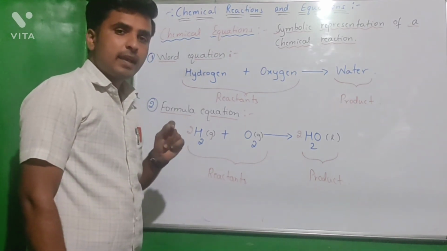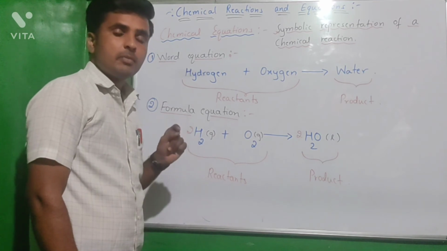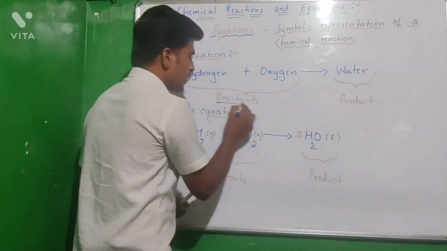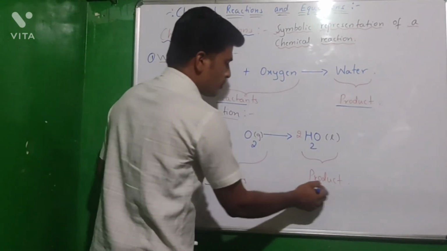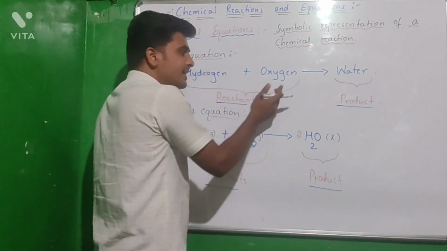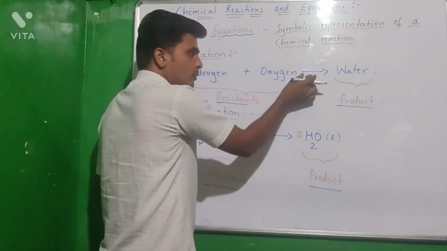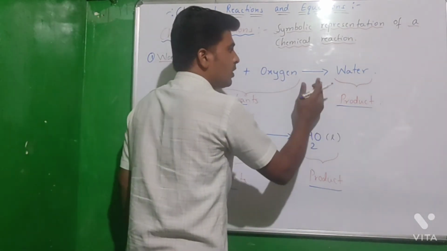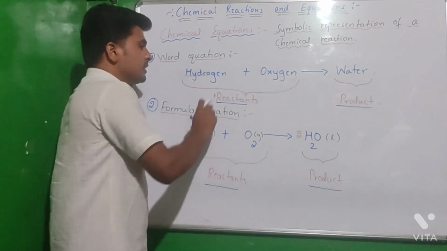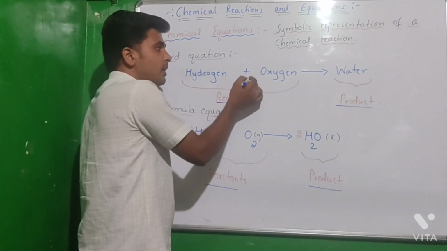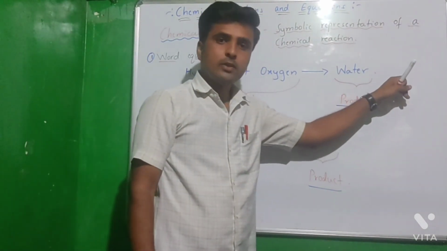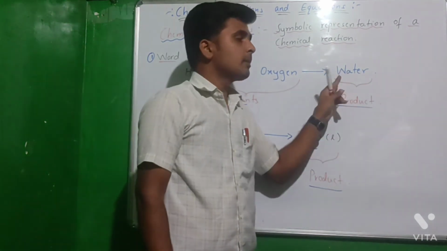Listen here, each and every chemical reaction or chemical equation has two parts. Those are reactants and products. Very important point: the reactants are written on the left hand side of the arrow mark and the products are written on the right hand side of the arrow mark. And the reactants are separated by the plus sign. Similarly, if two or more products are there, those are also separated by the plus sign.